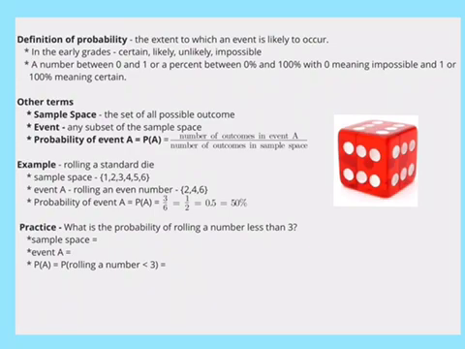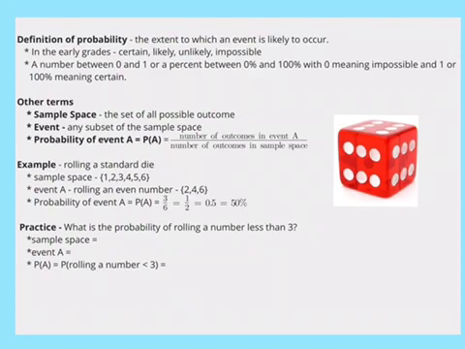So I have a picture of a standard die off to the side here, and the sample space for a standard die would be all the possible outcomes you could get if you rolled a standard die, and that would be 1, 2, 3, 4, 5, 6. Then I created an event. The event I created is rolling an even number. So the possible outcomes in rolling an even number would be the numbers 2, 4, 6.